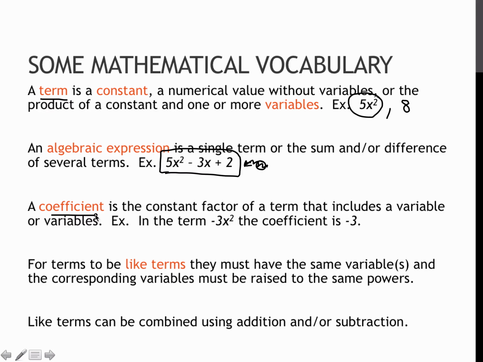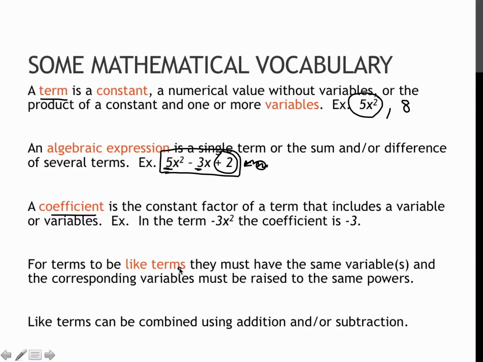A coefficient is whatever number is in front of a variable. So in this first term, the 5 is a coefficient. In this term, the -3 is the coefficient. In this term, 2 is not a coefficient because it's not being multiplied by a variable. 2 would just be considered a constant.